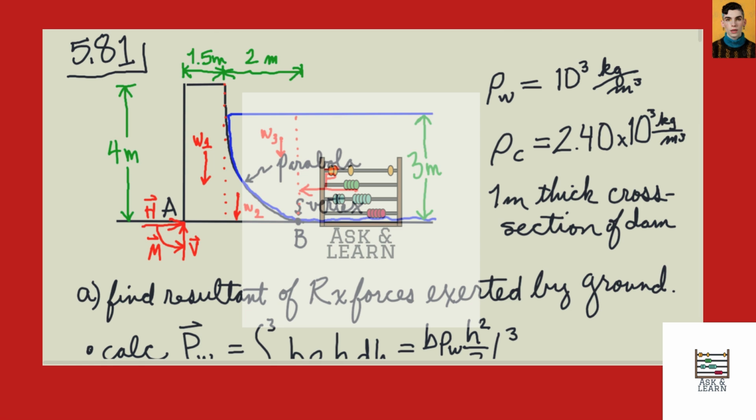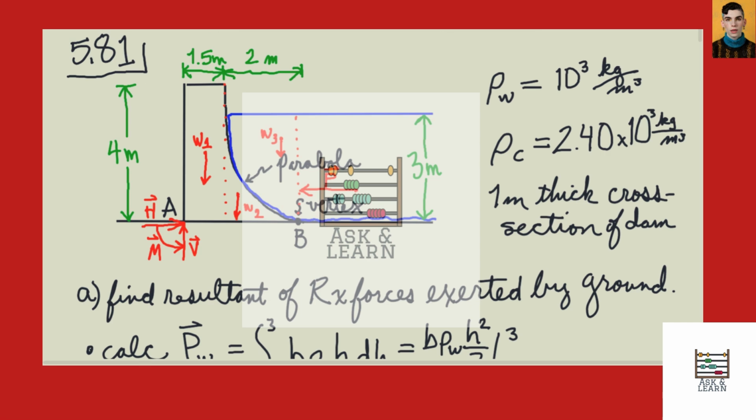For this problem, we have a concrete dam with, on its backside facing the water, a parabolic cross section as follows. For the first part of the problem, we're asked to find the resultant of the reaction forces exerted by the ground on the dam.